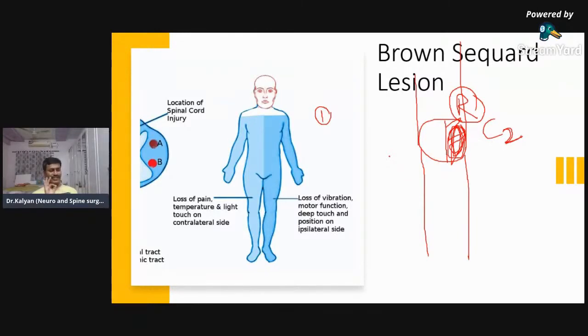I'm going to ask you only 3 or 4 more questions, and that will be the end of this session. If you understand the Brown-Séquard syndrome, you have understood all the 3 pathways. So suppose there is a hemisection of the spinal cord at C2 level. So what happens to pain and temperature at C4 level? Pain and temperature, that is below the C2 level, pain and temperature is lost on the same side or opposite side?